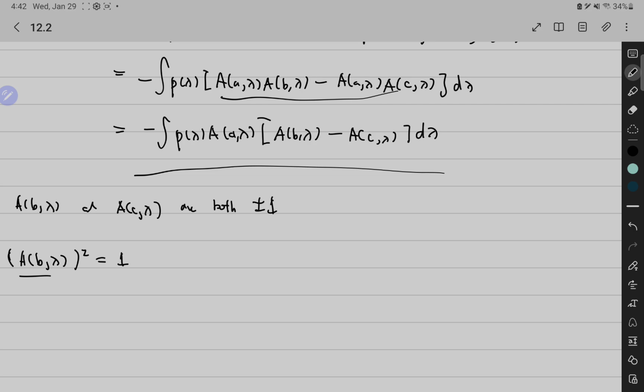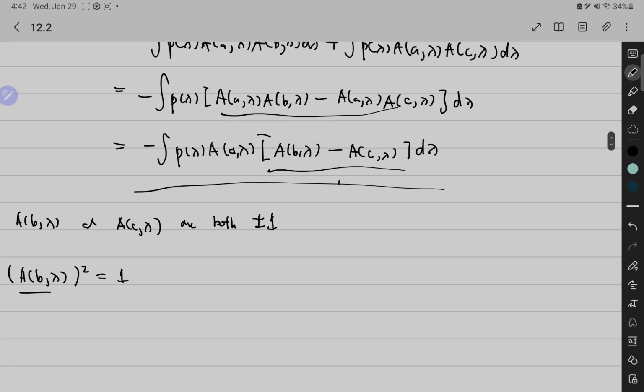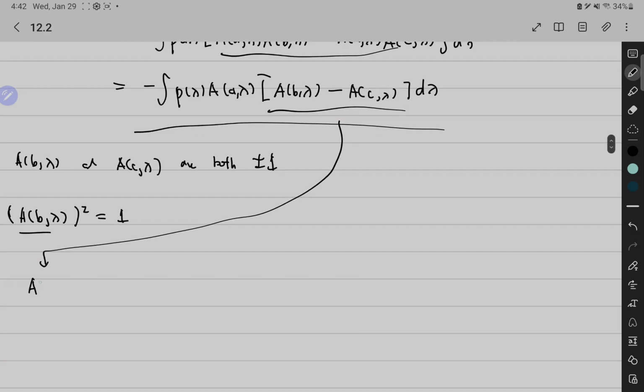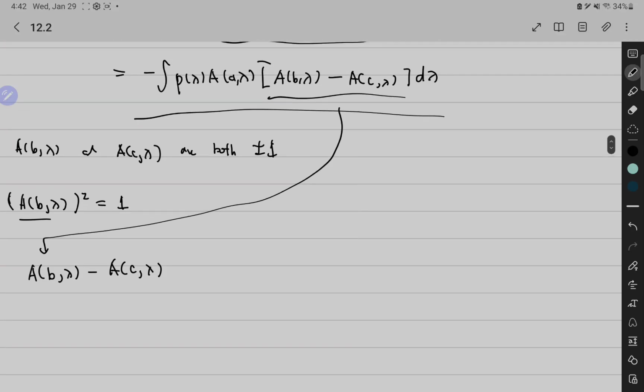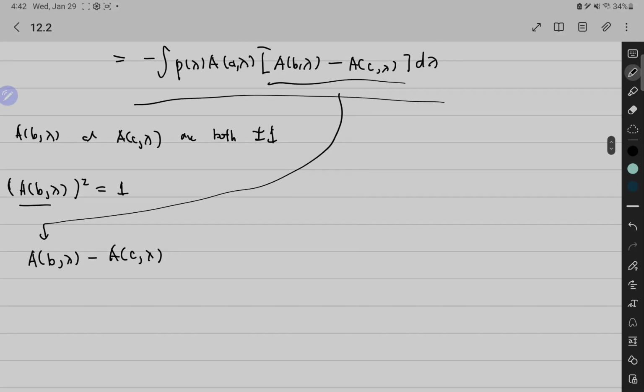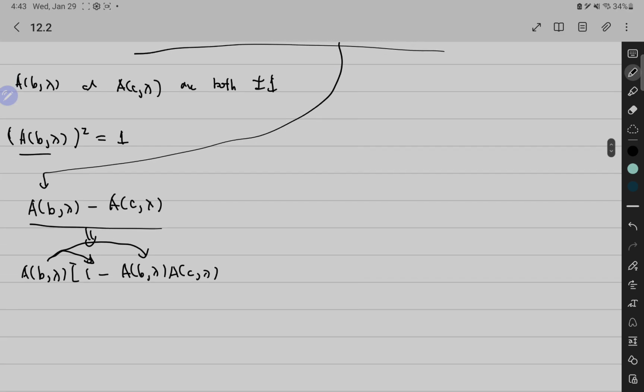And this is pretty big and important, because if you look at the integrand, what we have inside the integral, let's move it down. So AB lambda minus AC lambda, right? If we know that AB lambda squared is equal to 1, we can make this become AB lambda times 1 minus AB lambda AC lambda. Because if you multiply this, you get the same thing as this, right? This goes to here, multiply by 1, you get it here, and then this multiplied by AB lambda, you just get 1. So it just becomes AB lambda and AC lambda. So that's what I'm doing here.